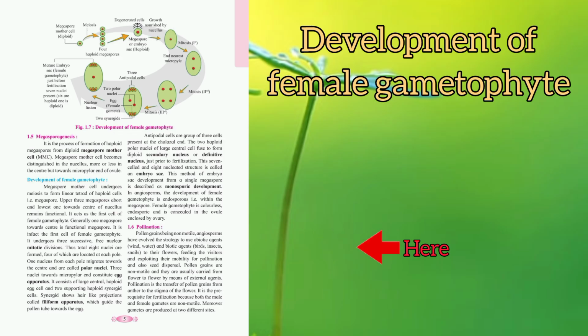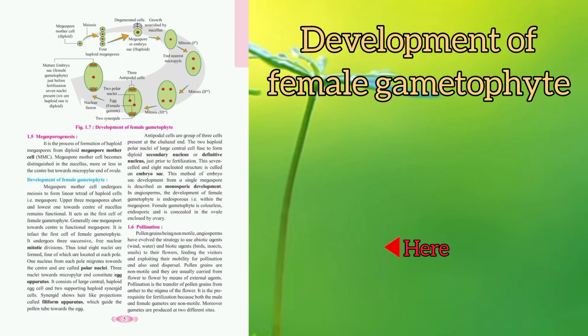It undergoes 3 successive, free nuclear mitotic divisions. Thus total 8 nuclei are formed, 4 of which are located at each pole. 1 nucleus from each pole migrates towards the center and are called polar nuclei. 3 nuclei towards micropylar end constitute egg apparatus.